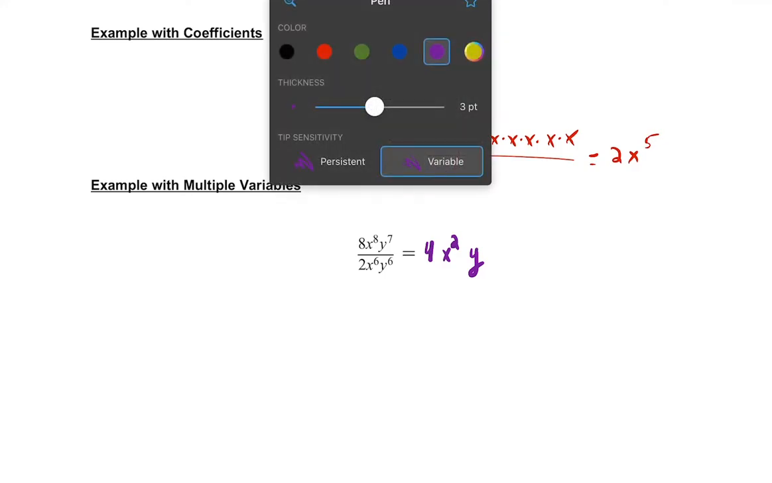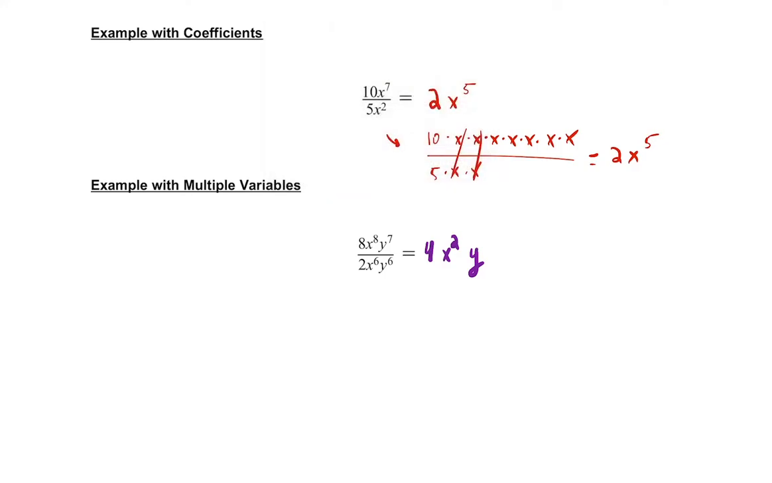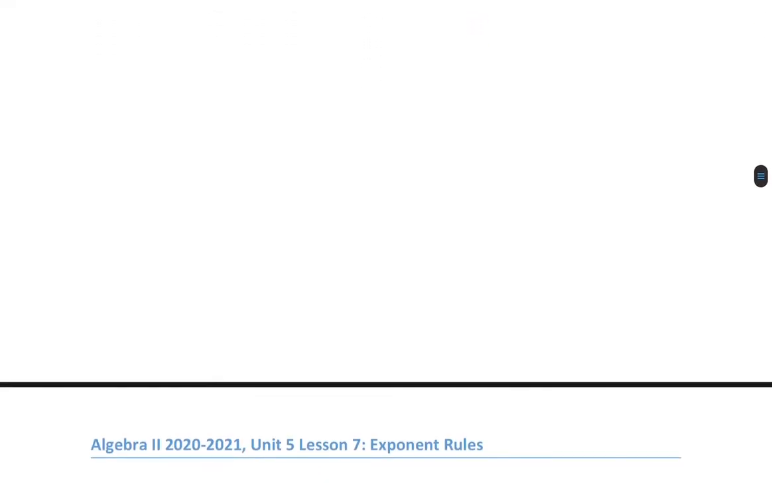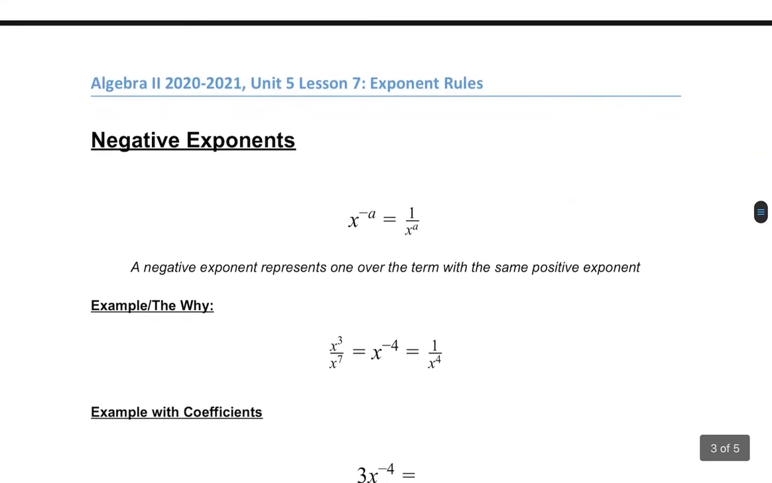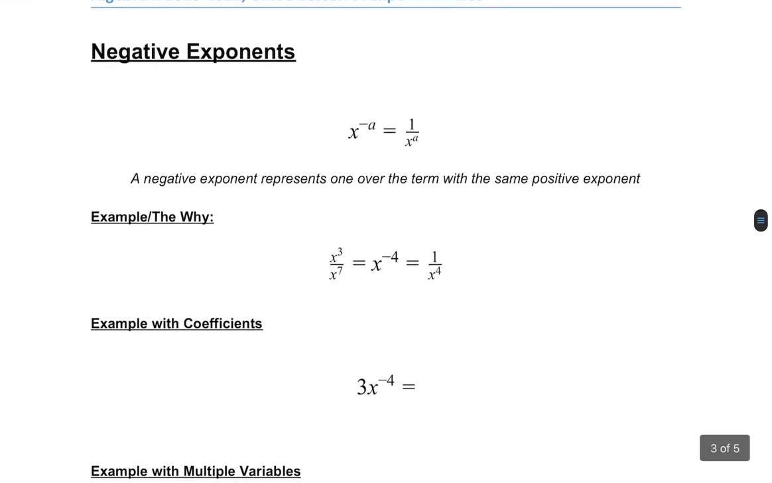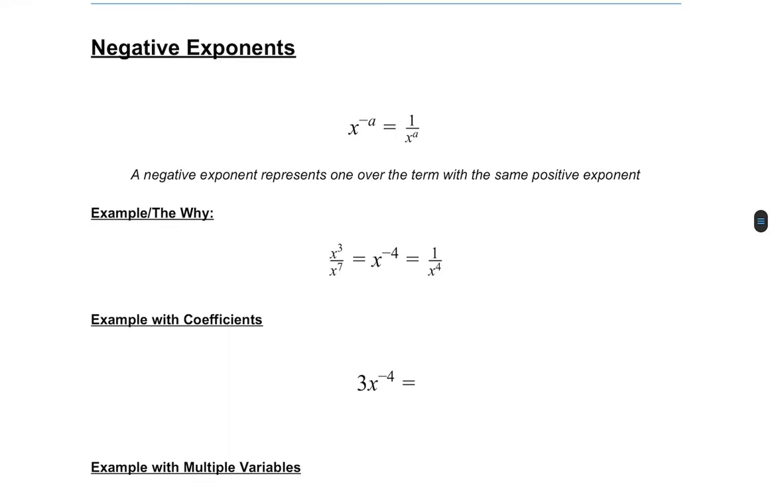what this sort of brings to light is what if we had more of a certain variable on the bottom than on the top? And so we're going to need a separate way of dealing with negative exponents. And so we're going to use this example of x to the third over x to the seventh to show why the negative exponent rule applies. So a negative exponent represents 1 over the same term with the positive exponent. So x to the negative a is just 1 over x to the a.